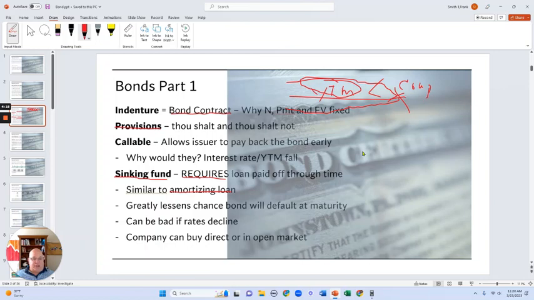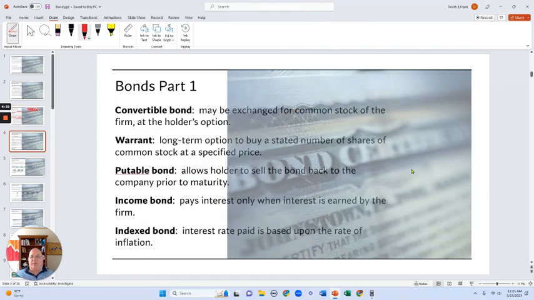If it's trading at a discount, rather than give you $1,000 for your bond that's selling for $800, they would just go buy it for $800 and retire the bond directly in the open market. So basically, the firm always wins.